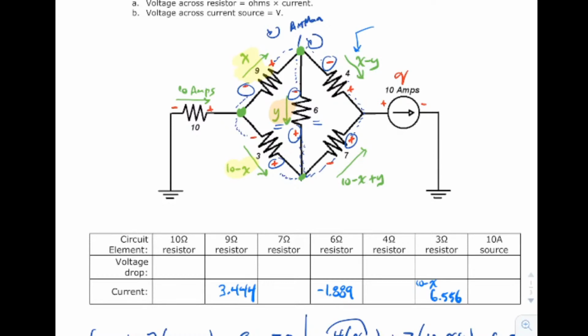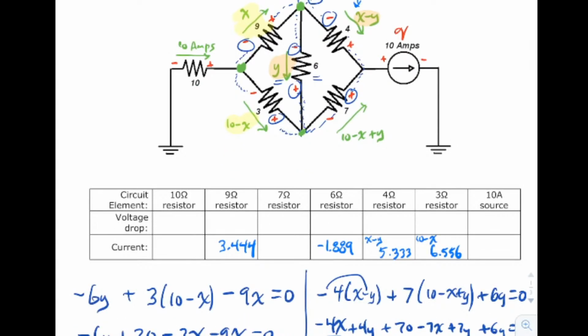But looking at this current, that current's going to be X minus Y. This is through the 4 ohm. X minus Y, and that's going to be 3.444 minus a negative 1.889. And so you end up with a 5.333. Make sure you caught that, okay? X was 3.444, and I subtracted a negative 1.889. That's what X minus Y is. You end up with 5.333.